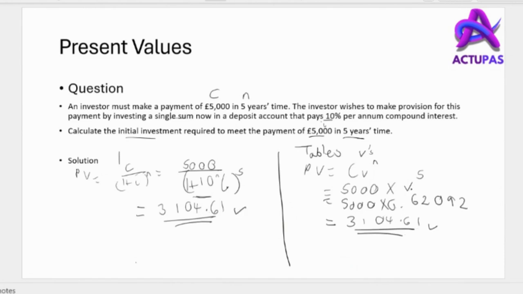The only difference is using the tables, it's much faster because v to the power 5, you get it from the tables instead of trying to use the calculator to input all this (1 plus 10%) to the power 5. So that is how you use the tables.